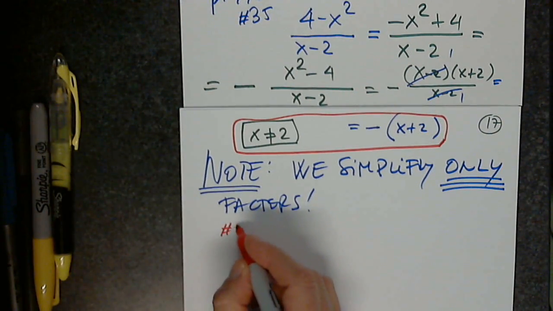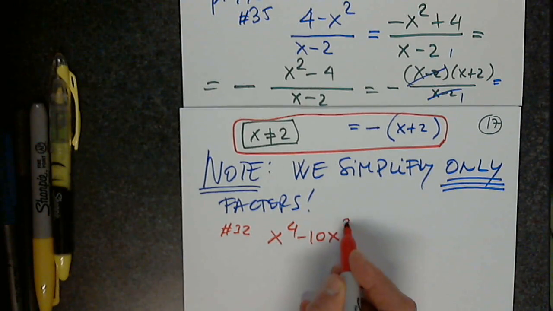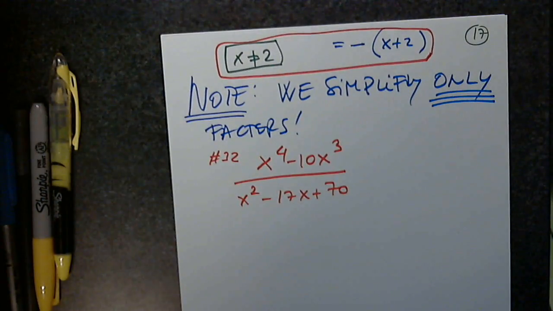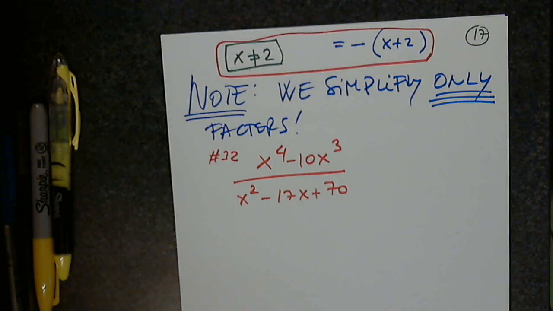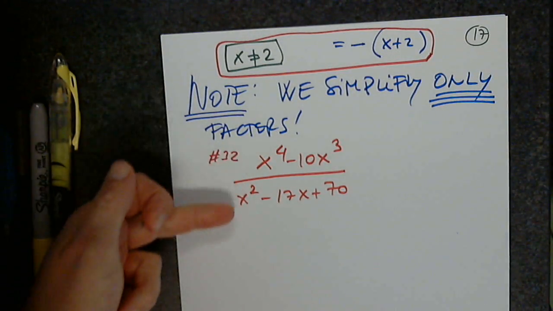32. X to the fourth minus 10x to the third, everything divided by x squared minus 17x plus 70. I'm going to ask you, can I simplify x squared with x to the fourth? Can I take away 2 from here and 2 from here?